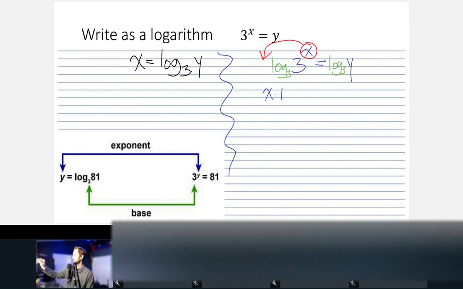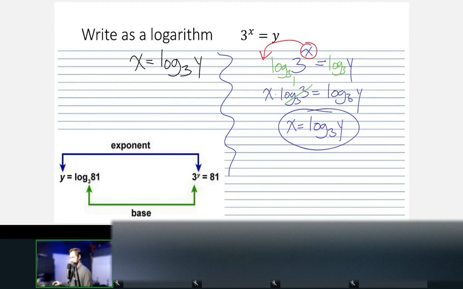And then what does log base 3 of 3 equal? Yeah, equals 1. So that equals 1. And 1 times anything is itself. So we get down to the final answer. X equals log base 3 of y, which is the same answer by using that little change formula. Fun stuff.